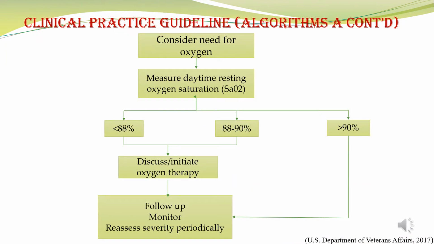If patients with COPD require oxygen, measure daytime resting oxygen saturation. Provide long-term oxygen therapy for COPD patients with the following conditions: stable resting severe hypoxemia of equal or less than 88%, stable resting moderate hypoxemia from 88 to 90% with signs of tissue hypoxia such as hematocrit level greater than 55%, cor pulmonale or pulmonary hypertension. If the oxygen level is greater than 90%, continue to follow up, monitor, and reassess severity periodically.